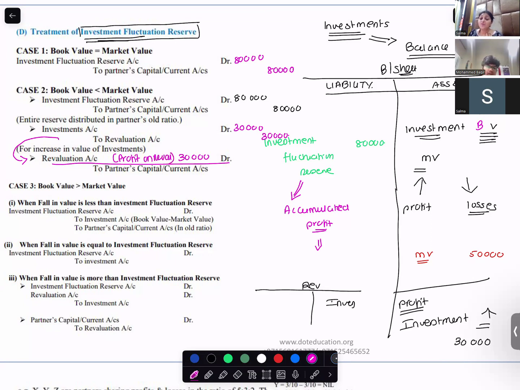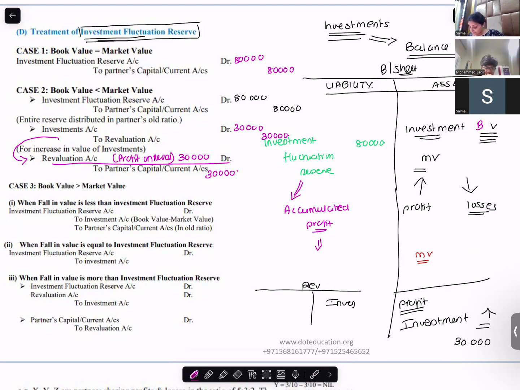Yes, ma'am. This profit on revaluation will be given to whom? The partners. Partners' capital account credit. Are you with me? Yes, ma'am. Are you sure? So there was no loss. Full reserves given to the partners. Increase the value of investment and revaluation account credit. Close revaluation and give the profit on revaluation to the partners.